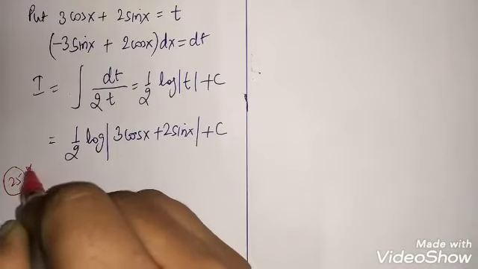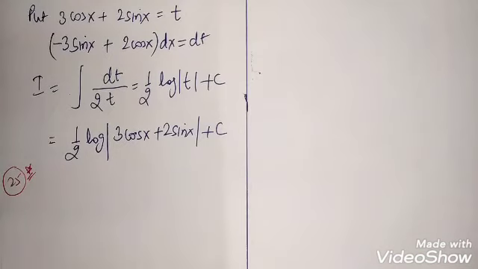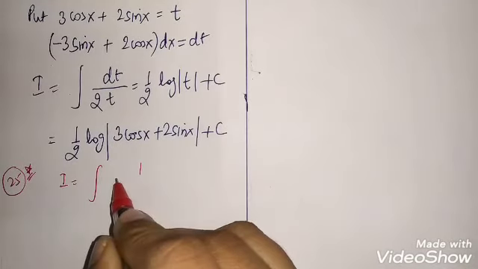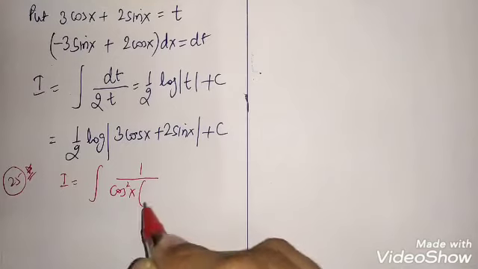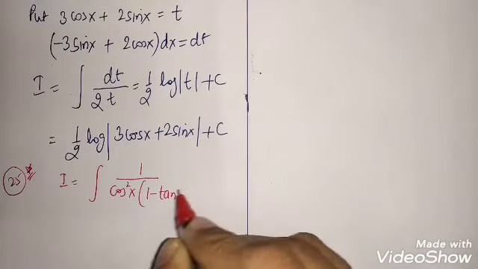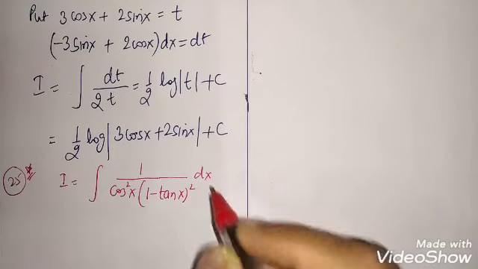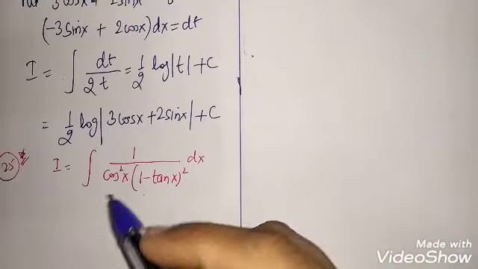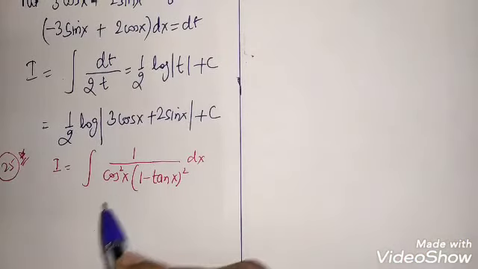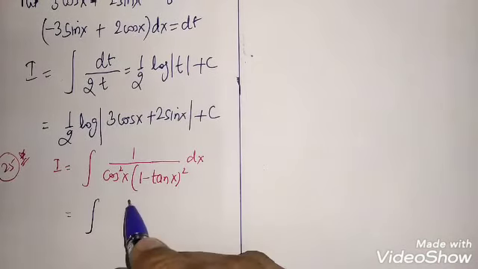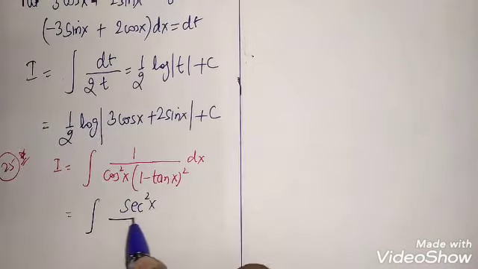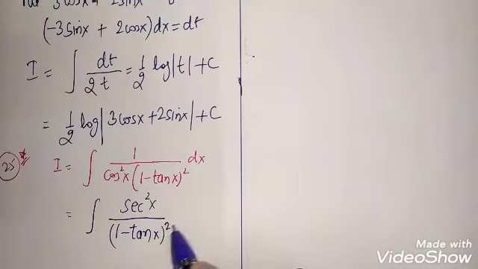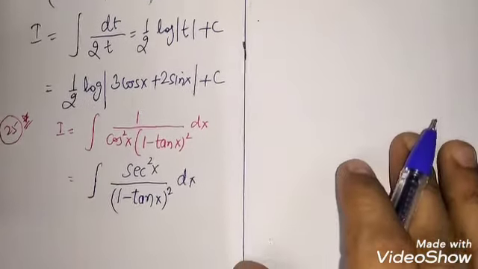I highlighted the question. You have to highlight this also, make a star or something else. I is the integration of 1 upon cos square x times 1 minus tan x whole square, dx. You are in 12th, so you are capable of doing this integration. 1 upon cos square x is secant square x, obviously, over 1 minus tan x whole square for sure, dx as it is.